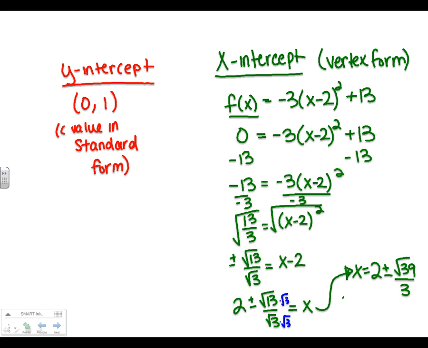So we can write that as a point. So x is 2 plus or minus square root of 39 over 3, comma 0. So that is my two x-intercepts. Okay, so my y-intercept, 0, 1, and my two x-intercepts, 2 plus or minus the square root of 39 over 3, comma 0.